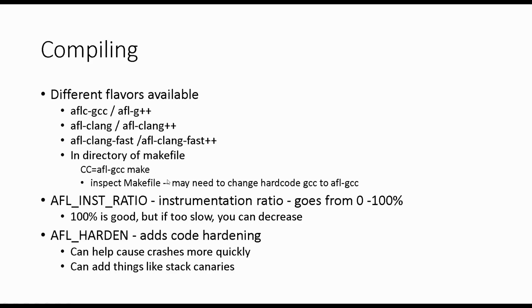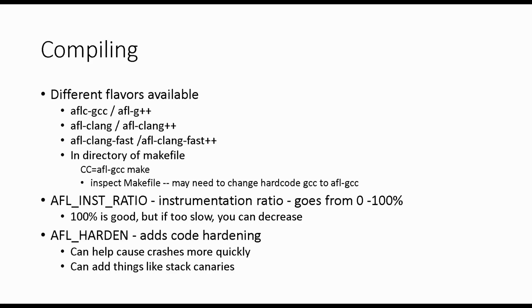The reality is a lot of these projects will utilize make files. The make files may be sometimes complex. Now inside a make file, they might have CC, but they might also have GCC. So in this case, you would need to go in there and physically change the hard-coded GCC to AFL GCC. So we want to pay careful attention to that.